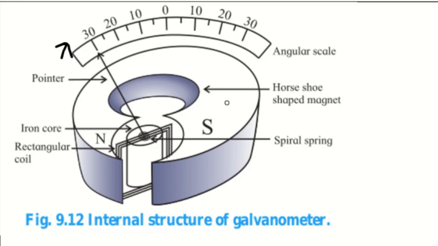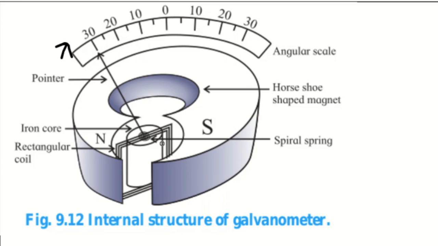Then this is a horseshoe magnet, and in this magnet the coil is placed. It is rectangular in shape and it is wound on an iron core. This iron core helps us to increase the magnetic flux. When current flows through this coil, it deflects, and the arrow attached to it changes its direction and shows us the readings, maybe 10, 20, 30 like this.